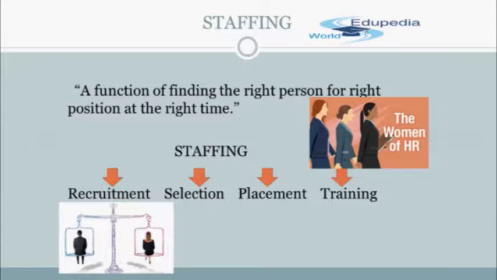Recruitment. Number 2 is selection. Number 3 is placement. And number 4 is training. So this is also known as the human resource function, and it involves activities such as recruitment, selection, placement and training of personnel. The next function of management is directing.